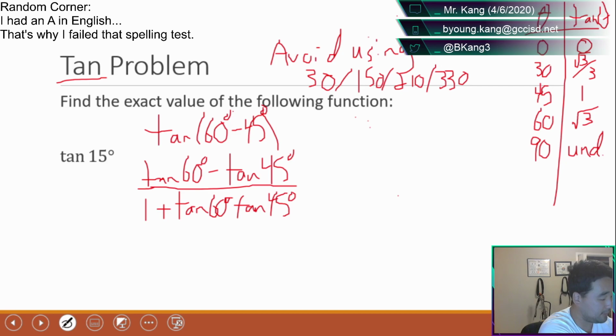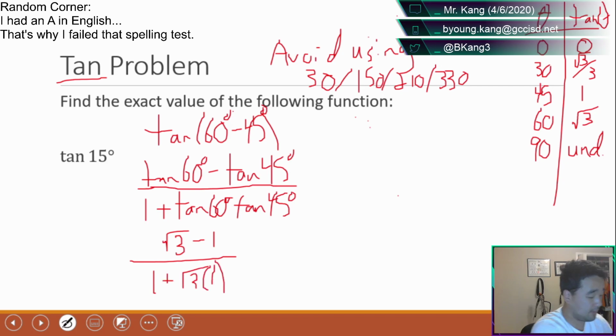So this ends up just being square root of 3 minus 1 all over 1 plus square root of 3 times 1. Which times 1 doesn't do anything, right? So who cares about that? Now the only issue with this is that we have a square root in the bottom of a fraction, which you know you can't do.